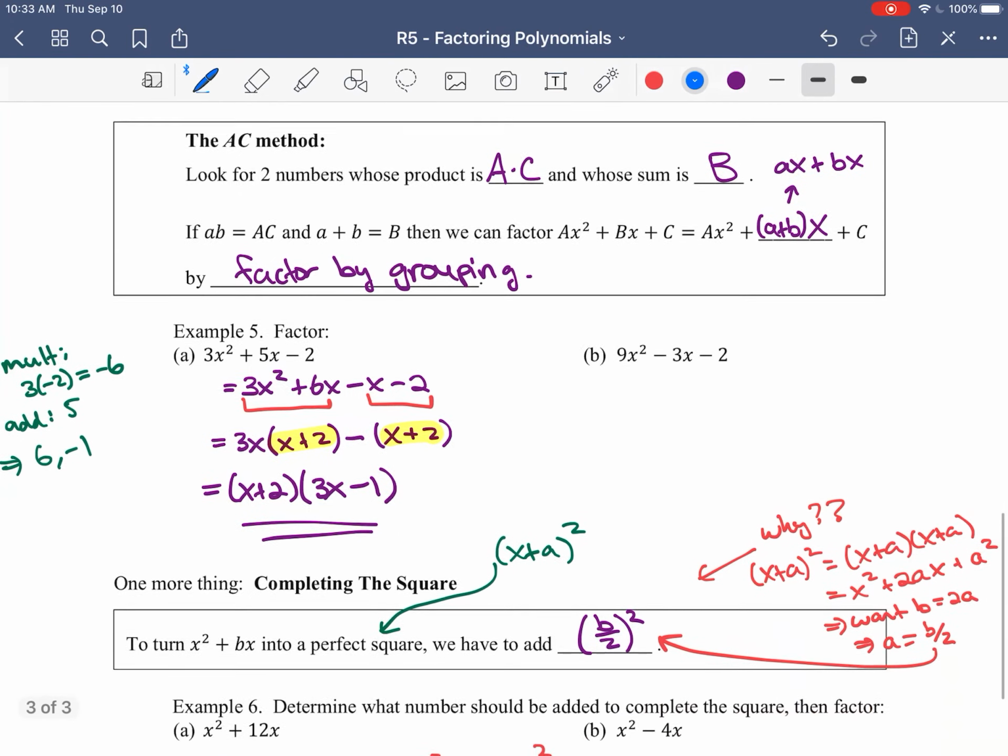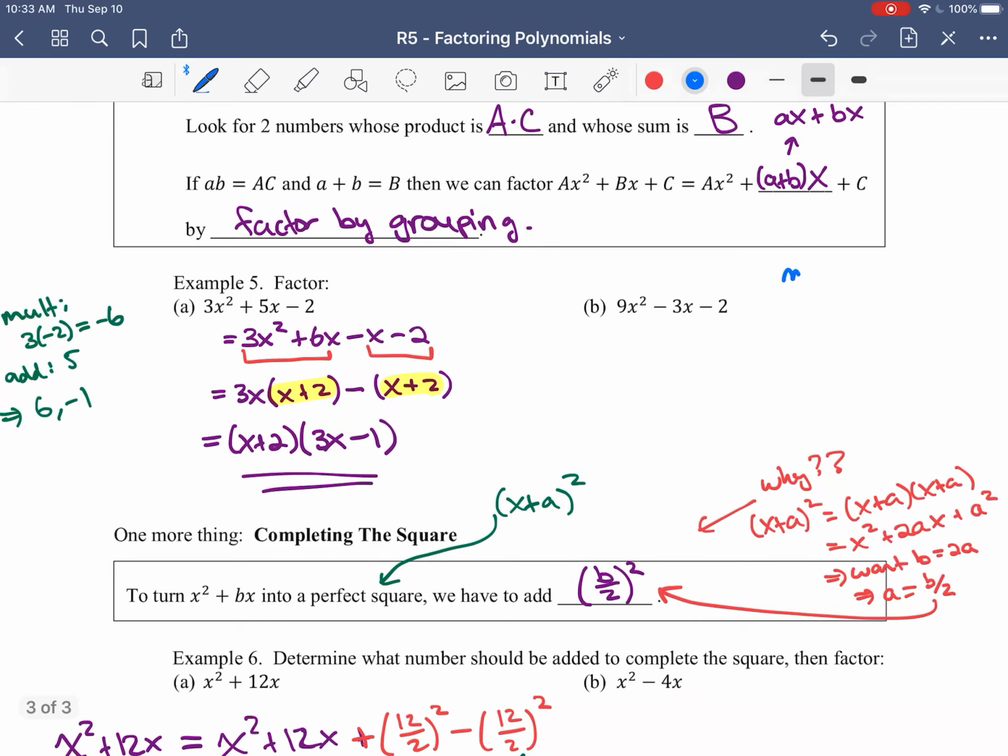So for part B here, we want two numbers that multiply to 9 times negative 2, so negative 18, and add to negative 3. So what multiplies to 18? 1 and 18, those are not 3 apart. 2 and 9, those are not 3 apart. 3 and 6, those are 3 apart. So my numbers are going to be 3 and 6, and one of them has to be negative. Because I want to add to negative 3, it has to be the 6 that's negative. So my numbers are 3 and negative 6.